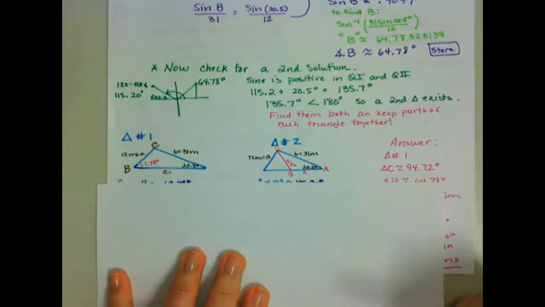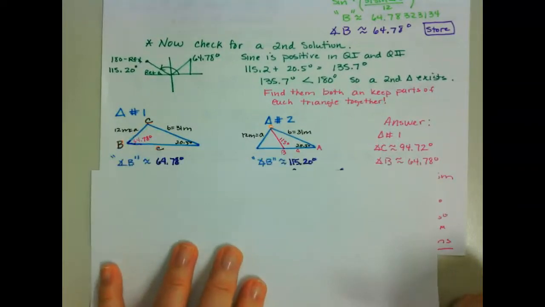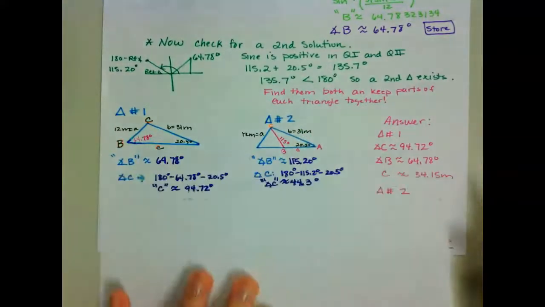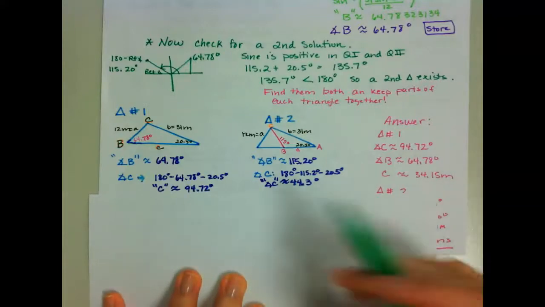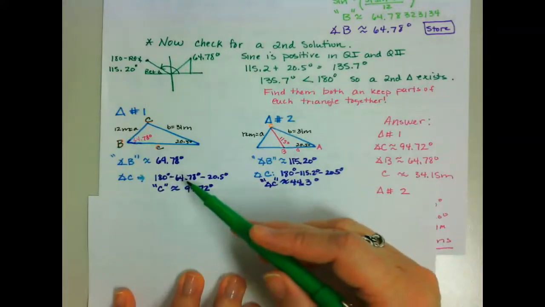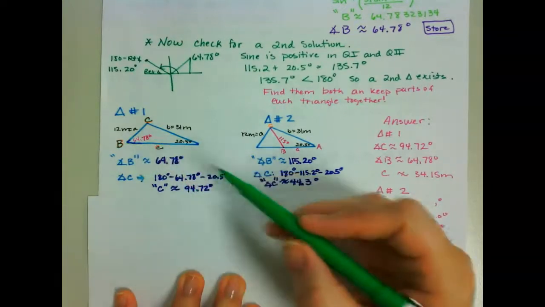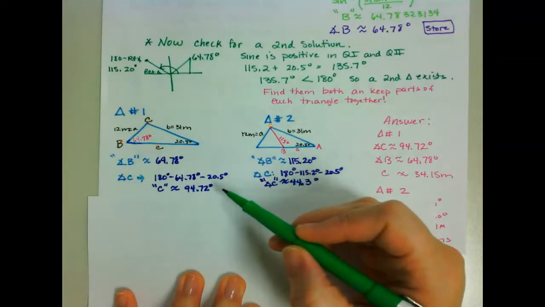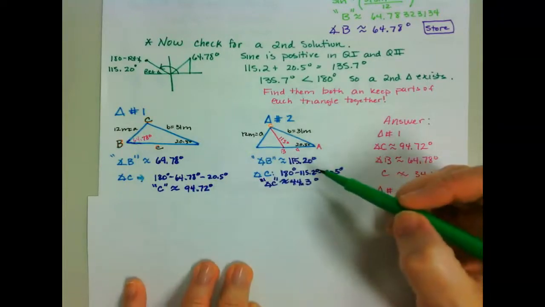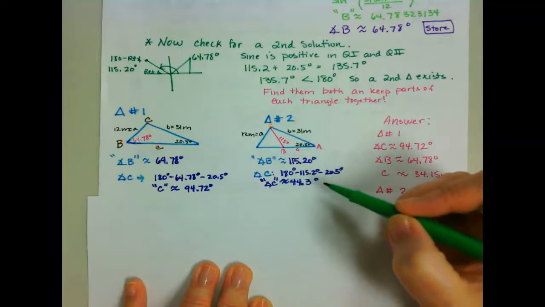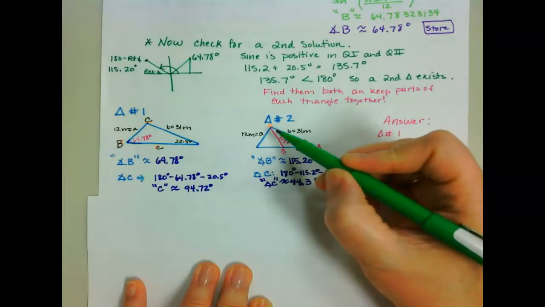So now we're going to complete each triangle. So we know that angle B here is 64.78. We know here it's 115.20. Then we're going to calculate C. So we do 180 minus the angle we calculated in quadrant B minus the angle that we got from our given information, and that tells us that angle C, this angle up here, is 94.72 degrees. Over here, we have 180 degrees minus the angle from quadrant 2 minus the angle from the original problem, and we have that it's 44.3 degrees. So angle C would be this little angle right here.